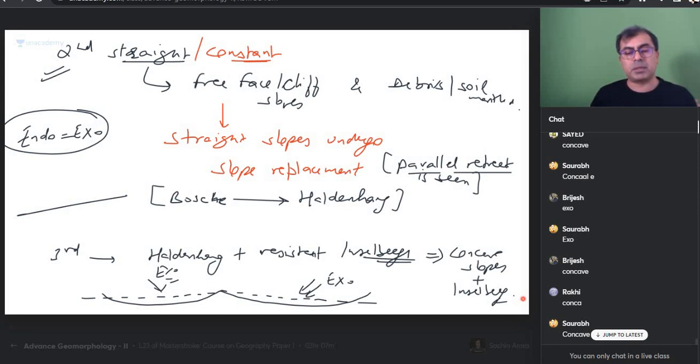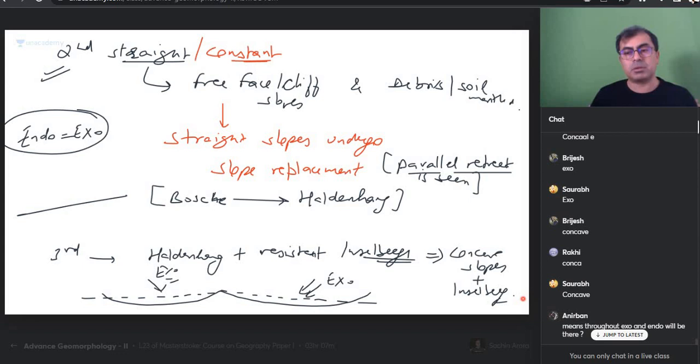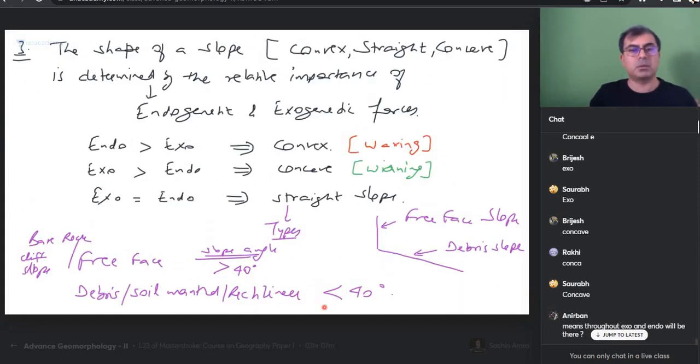Parallel retreat भी बता दिया, सब कुछ बता दिया है. Bosch भी हो गया, Heldenhang भी हो गया. Slope replacement from below means throughout exo and endo. वही तो वो बोल रहा है यार. Anirban is saying means. What do you mean by means?